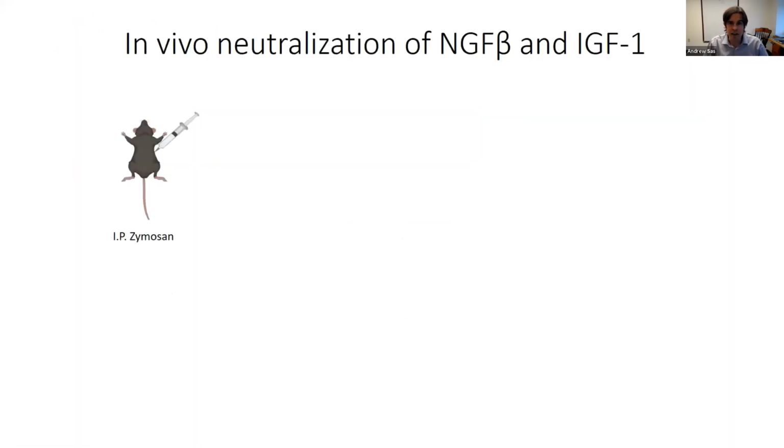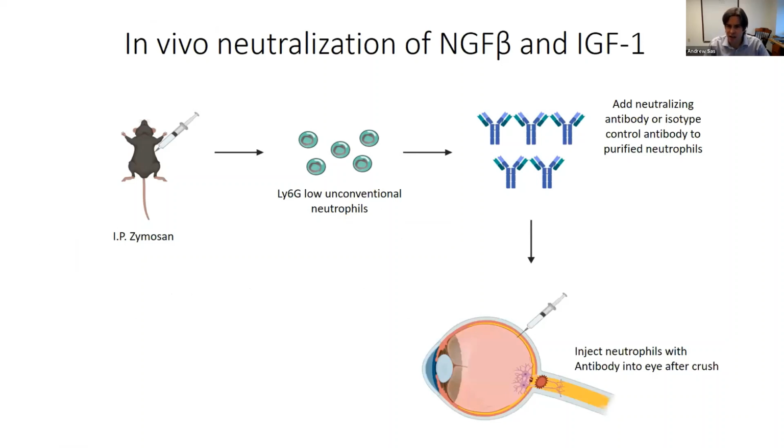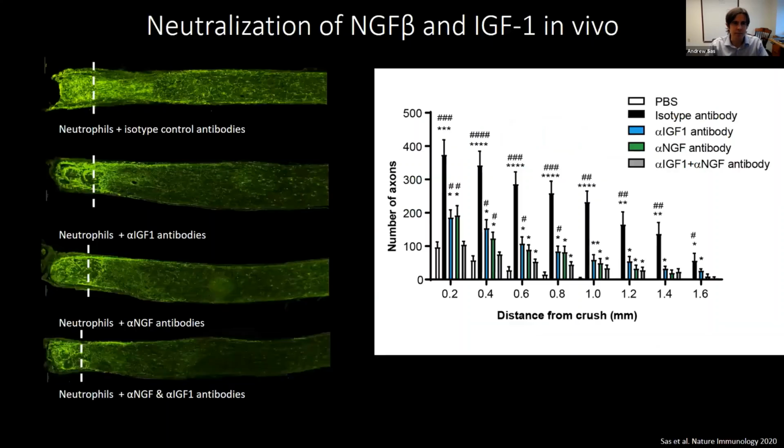Then we moved on to the mouse model, the optic nerve crush model, looking at inhibiting these growth factors. Once again, we injected Zymosan intraperitoneally. We waited 3 days and got these Ly6G low neutrophils. We then added our neutralizing antibody or isotype control antibodies, injected both the neutrophils and the antibody into the vitreal fluid, and looked at the amount of axon regeneration.